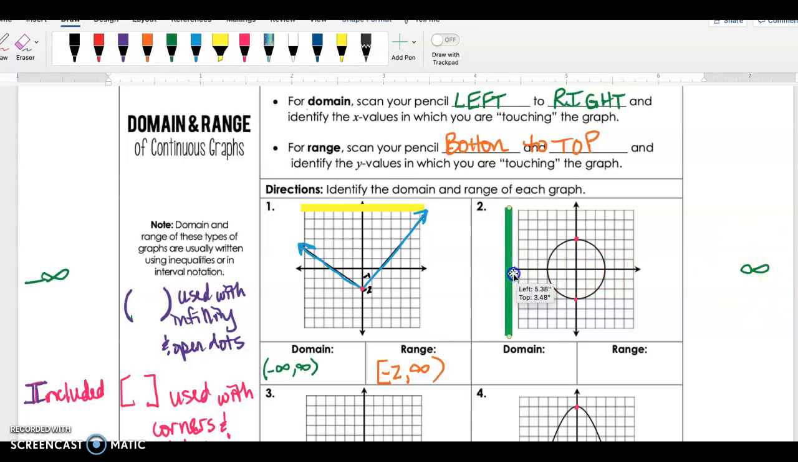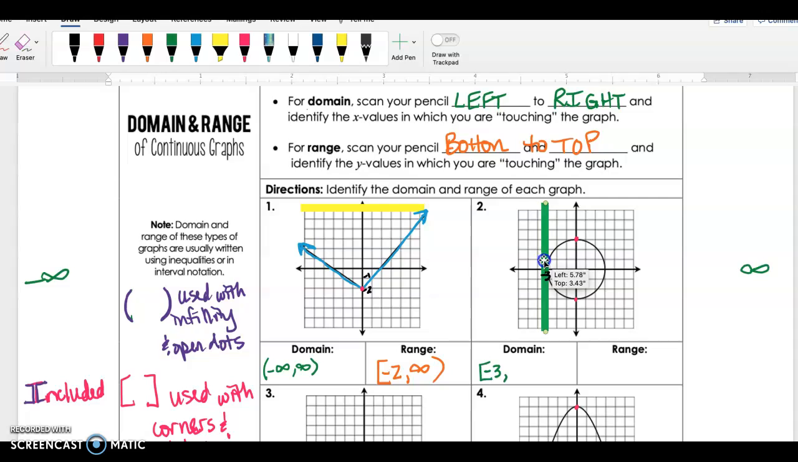So we start rolling our pencil, and where is the first place that it touches this graph? Well, it's kind of covering it, but where is it touching? Remember, we're looking for x values, so we have to look on the x-axis. So this number, this is -1, -2. This is -3, where it first touches. And it's a part of the graph. There's a point there, so I'm going to use my bracket because it's included. So -3, comma.